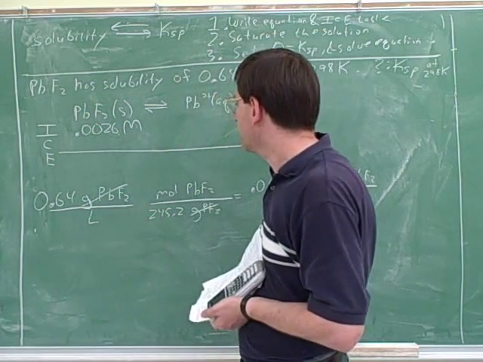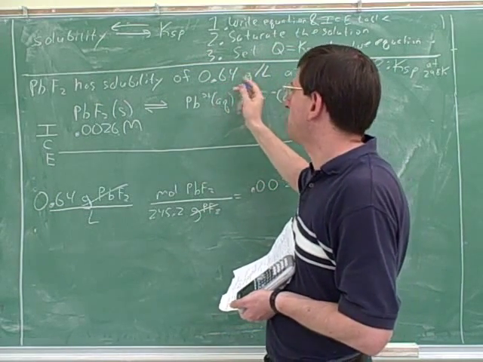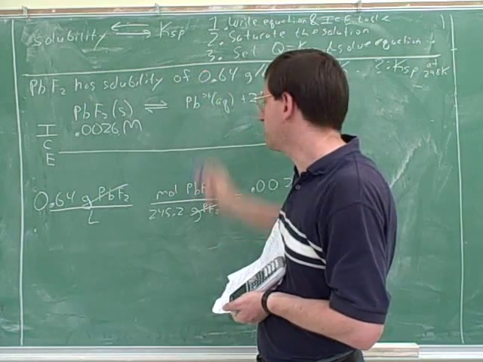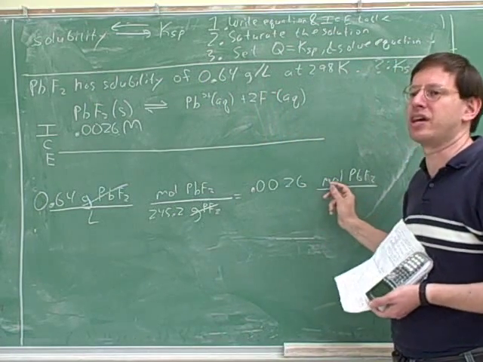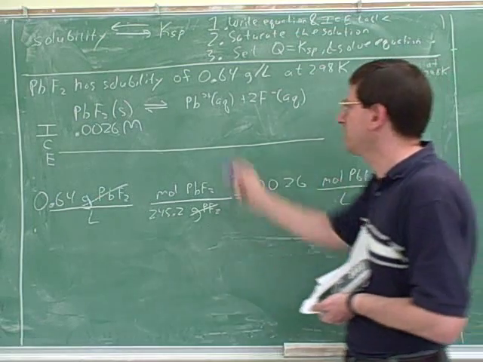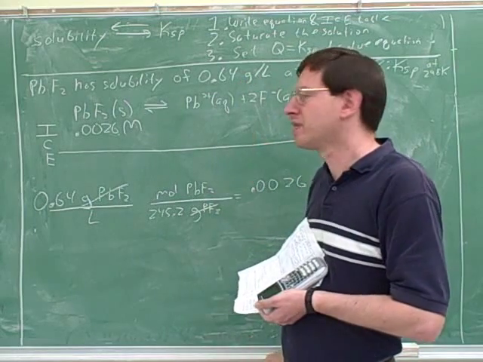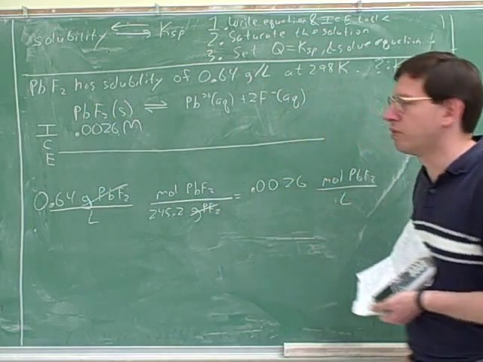By the way, before I forget, what is this called that they gave us? This is called the gram solubility of the salt, and what we figured out is the molar solubility of the salt. So there are really two different types of solubility: molar solubility and gram solubility. Or we could call this the max solubility.